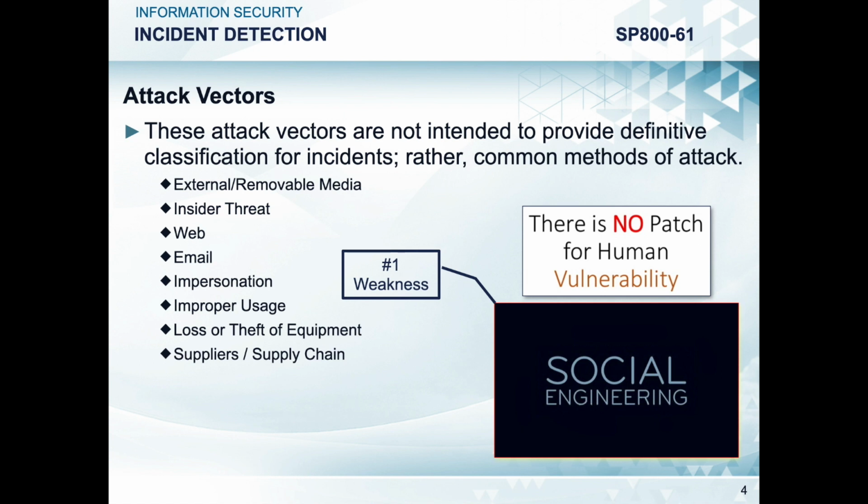Attack vectors can come from the internet itself. It can be email, impersonation, improper usage, as we mentioned with insider threat. It can be loss or theft of equipment.